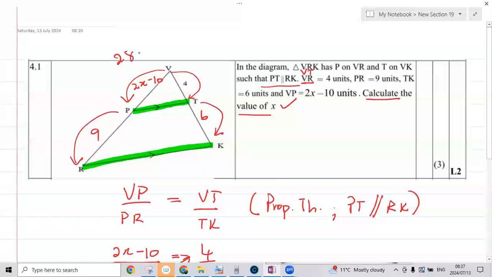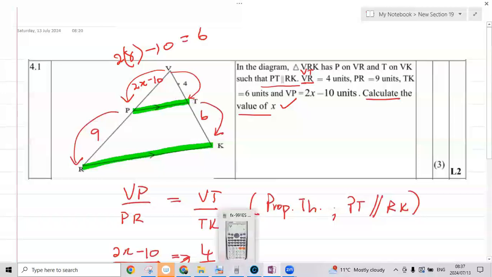So it'll be 2 times 8 minus 10, which is going to give you 2 times 8 is 16, and 16 minus 10 is going to be 6. So that's equal to 6. You can test now. This is what the proportionality theorem is all about.